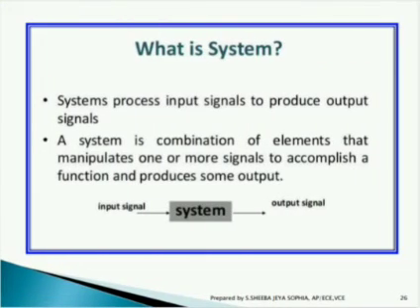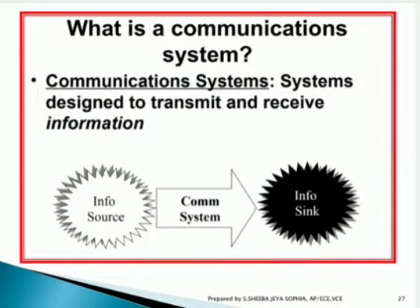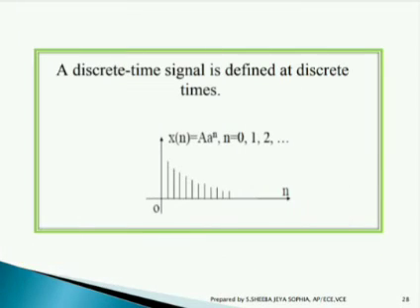Now moving to the system, it is nothing but something that processes the input signal to produce the output. A system is a combination of elements that manipulates one or more signals to accomplish a function and produces the output, which you can clearly see in the diagram. For example, a communication system is used to transmit and receive information from source to destination. So here in a system, the signal may be analog or digital. When we are dealing with discrete time signals, they are denoted in terms of discrete times. That is, the sample points are chosen for a specific duration of time.